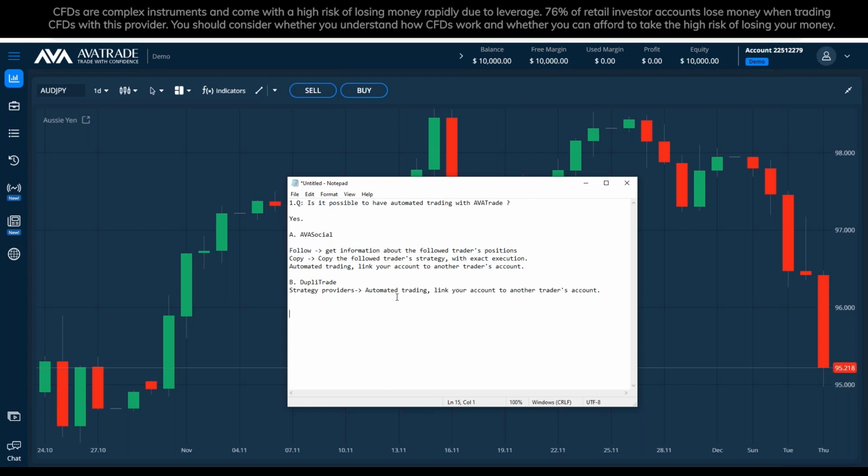Never mind, I don't want to delay about it too much. We basically have AvaSocial, we have DupliTrade, and we have other solutions, other third-party companies that also offer automated trading. The only thing that comes from AvaTrade officially is AvaSocial. All the rest of the solutions are third-party companies.